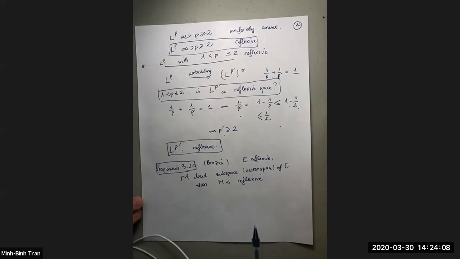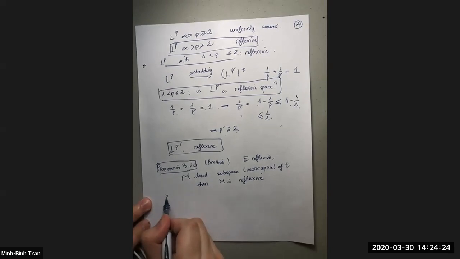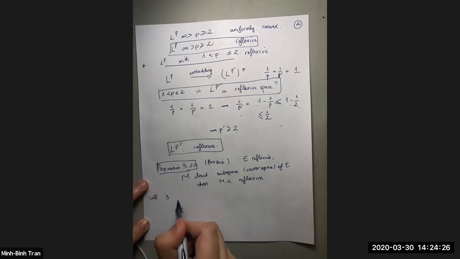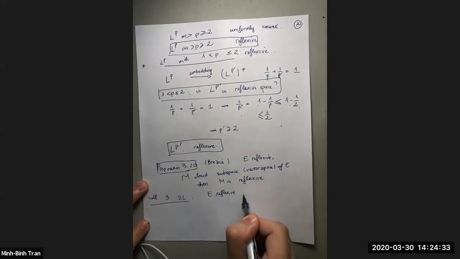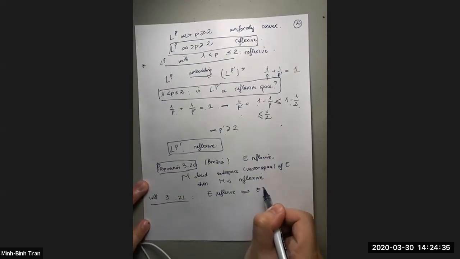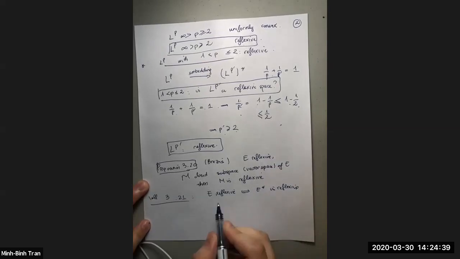Now, so I recall, if a space is reflexive, then so is its dual. So this is Corollary 3.21: if E is reflexive, then E star is also reflexive, right? So this is Banach.